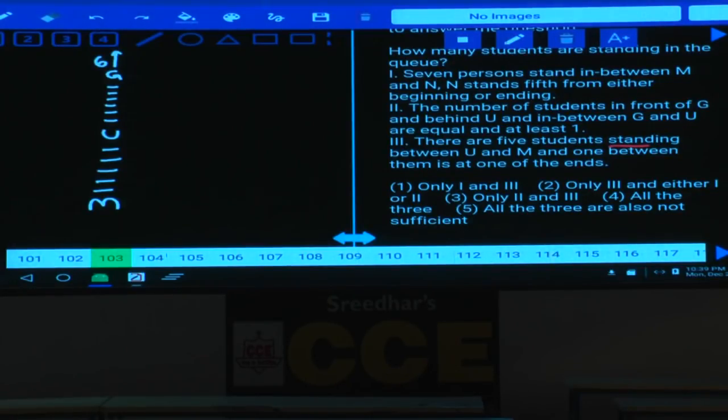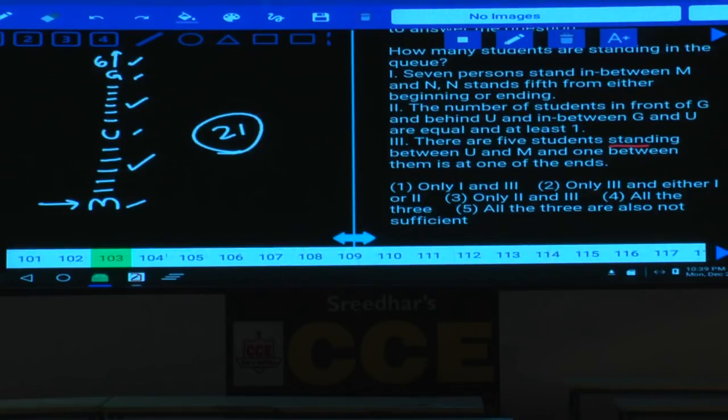Isn't it? Now, either M or U must be at an end. Now, M is at an end. Then tell me how many persons are there? 6 plus 6 plus 6. 6 into 3, 18, 19, 20, and 21. Hence, how many persons are there? 21 persons. Are you getting a unique answer or not?